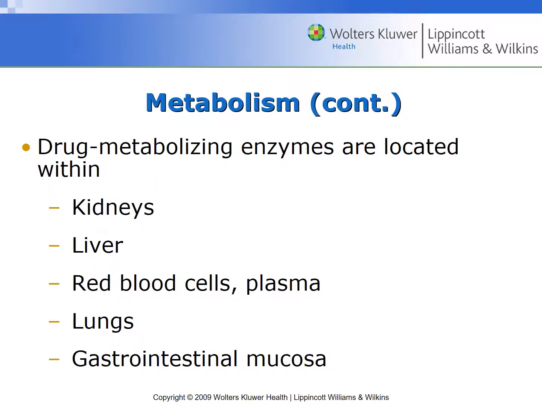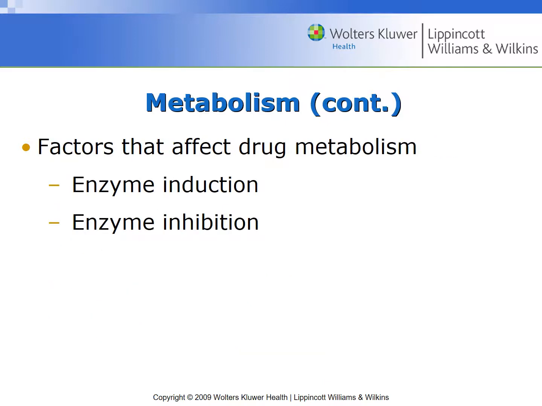Okay, more on those enzymes. They're located in the liver, the kidney, blood cells, plasma, lungs, GI tract. Enzymes are catalysts that help cells carry out many functions in the body, and they also help with drug metabolism. Factors that affect drug metabolism are enzyme induction and enzyme inhibition. So you have some enzymes that will literally get the drug moving, get them going with their actions.